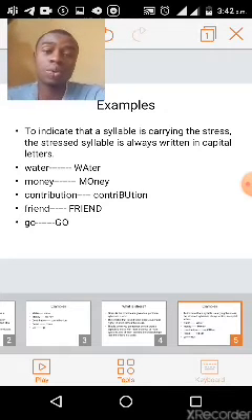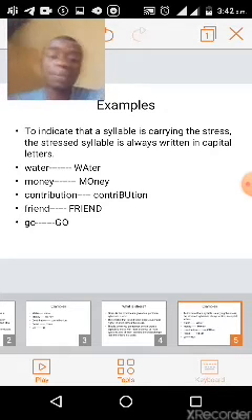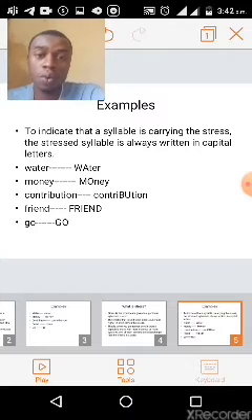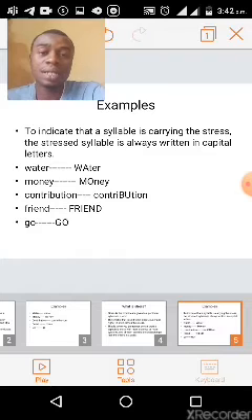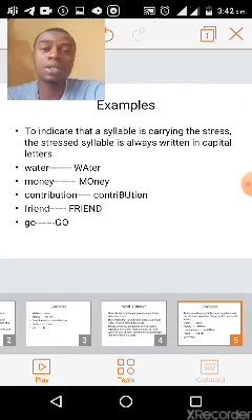Now we have these words here. We are going to use the words we used earlier. Water. When you listen to yourself carefully, you notice that the syllable that is stressed is the first, WAter. We have the next word, money, MOney. Then the next one, contribution, contribution. You notice that BU is stressed. Then we have the next word, come, just one syllable, so everything is stressed.